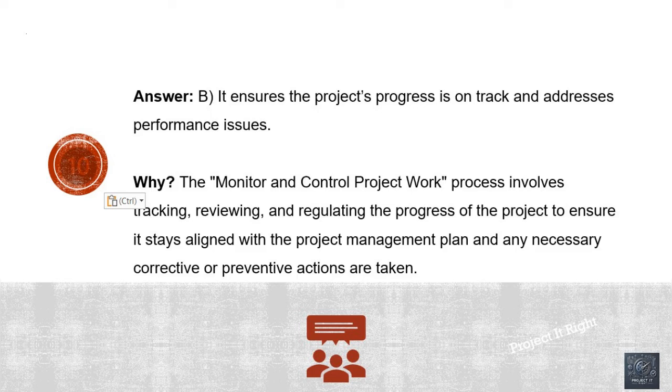Answer: B. It ensures the project's progress is on track and addresses performance issues. The Monitor and Control Project Work Process involves tracking, reviewing, and regulating the progress of the project to ensure it stays aligned with the project management plan and any necessary corrective or preventive actions are taken.